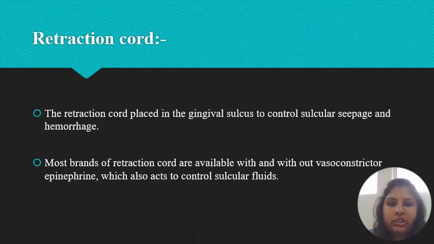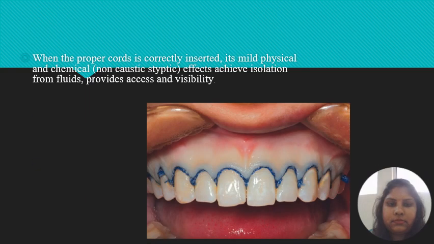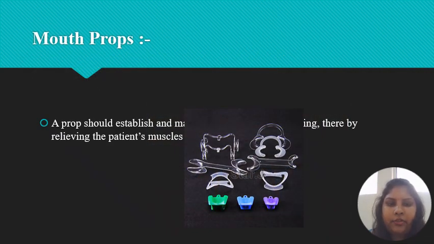Then you have your retraction cord. The retraction cord is placed in the gingival sulcus to control sulcular seepage and hemorrhage. Most brands of retraction cord are available with or without vasoconstrictor, epinephrine, which also acts to control the sulcular fluid. Then when the cord is correctly inserted, its mild physical and chemical effects achieve isolation from fluids, provide access and visibility.